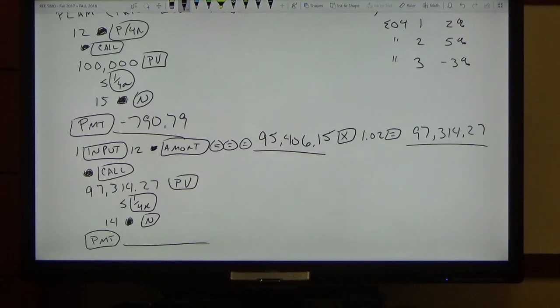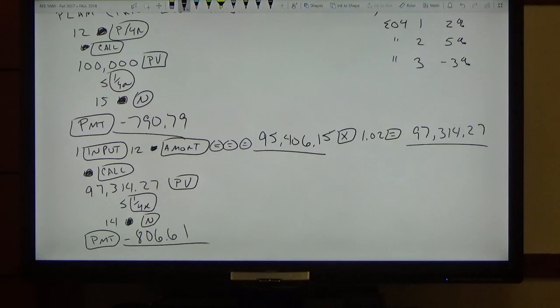All right, so real fast, it's 14 because you've already counted the first year. That is correct. You have 14 years remaining. So our new payment is going to be 806.61, let's say. All right, does that make sense, everybody?